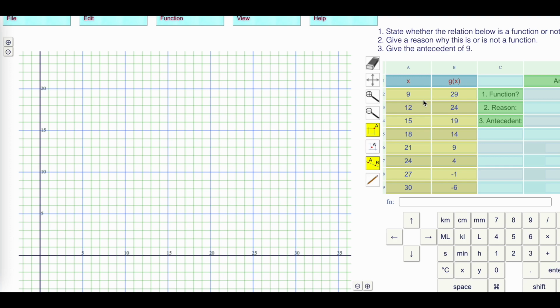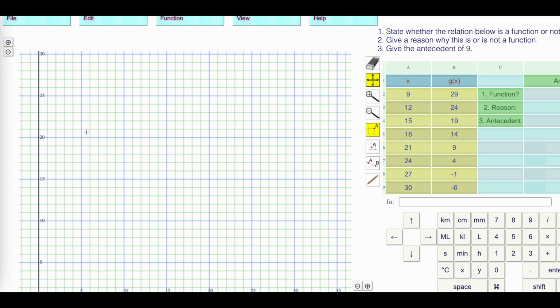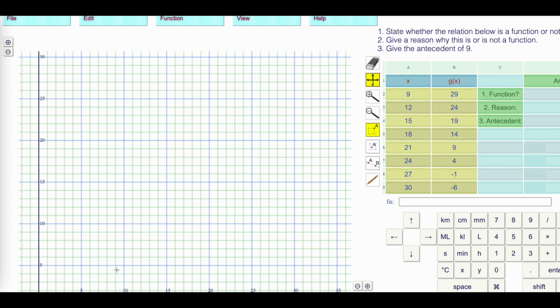Here we have 9 and 29. 9 and 29 would be just up here. And, alright, so 9 and 29 would be right there. We have 12 and 24. 12 and 24. 15 and 19. Having a straight line. Let's just do a few more of these.